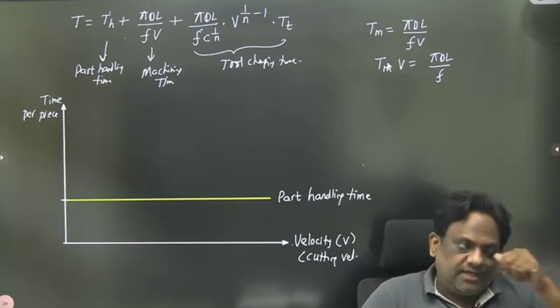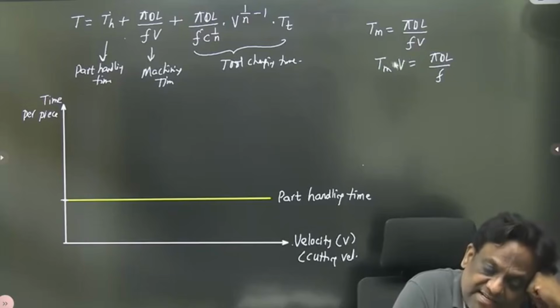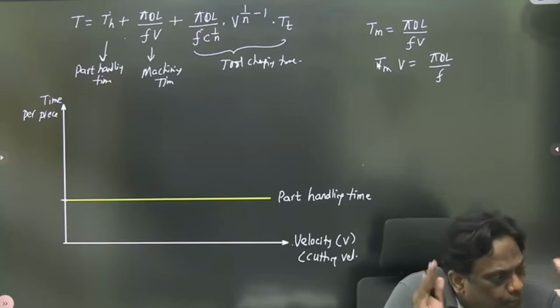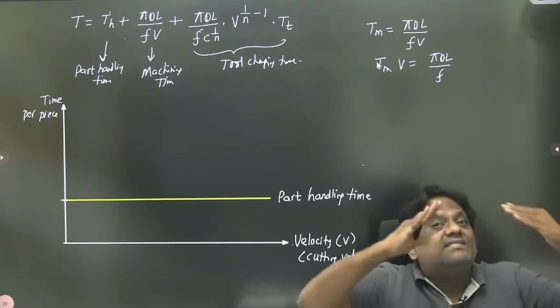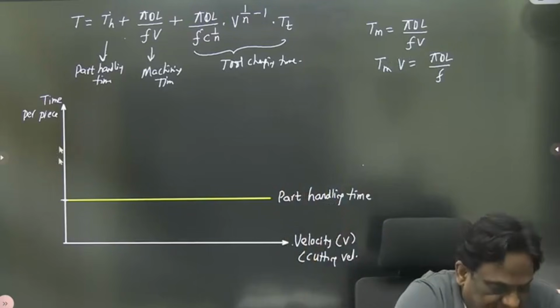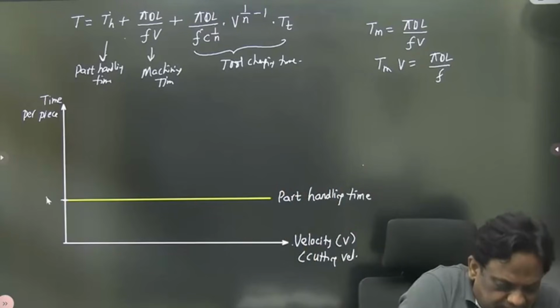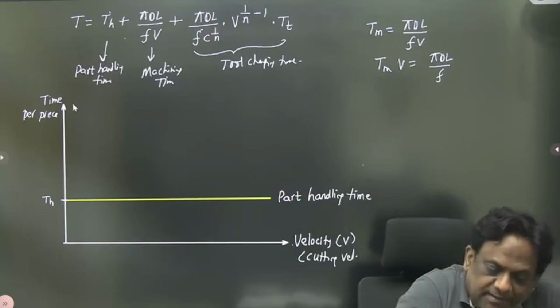In thermo also you have seen it. What does it mean? The product is constant. When one is increasing, the other is decreasing. So hope you understood. The nature of the curve is a rectangular hyperbola. Because for machining time, on this axis I am taking time. Earlier it was tool handling time, now I'll take machining time.